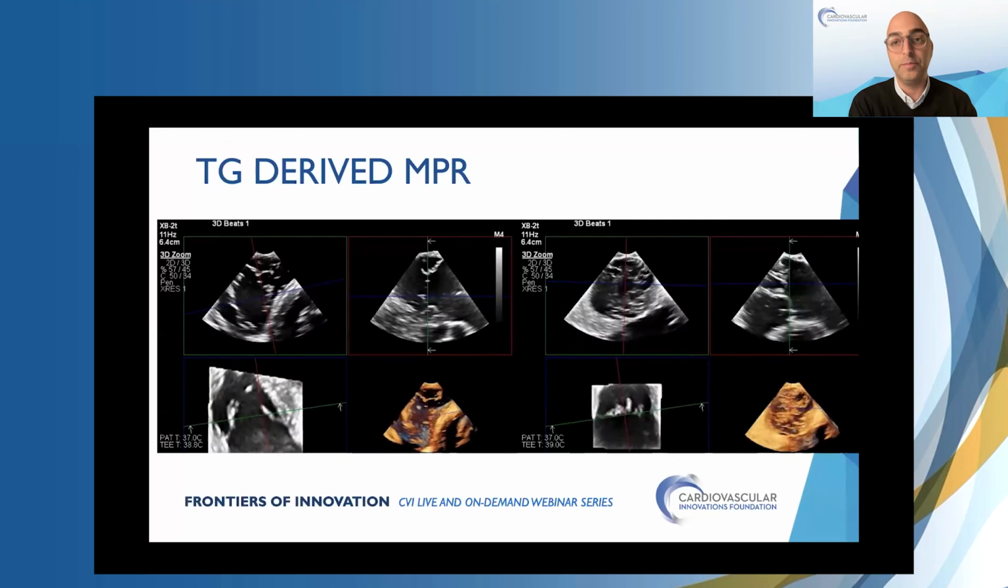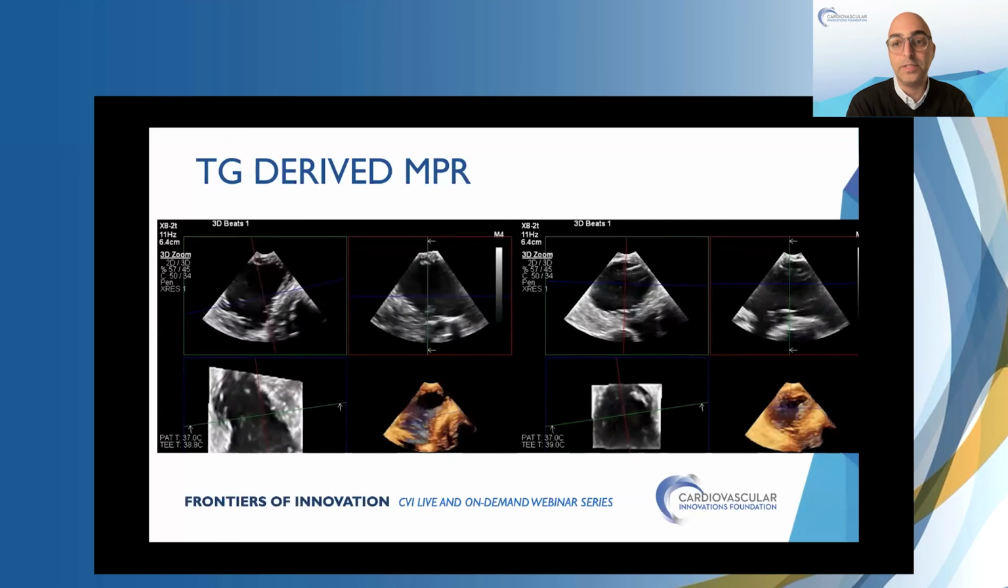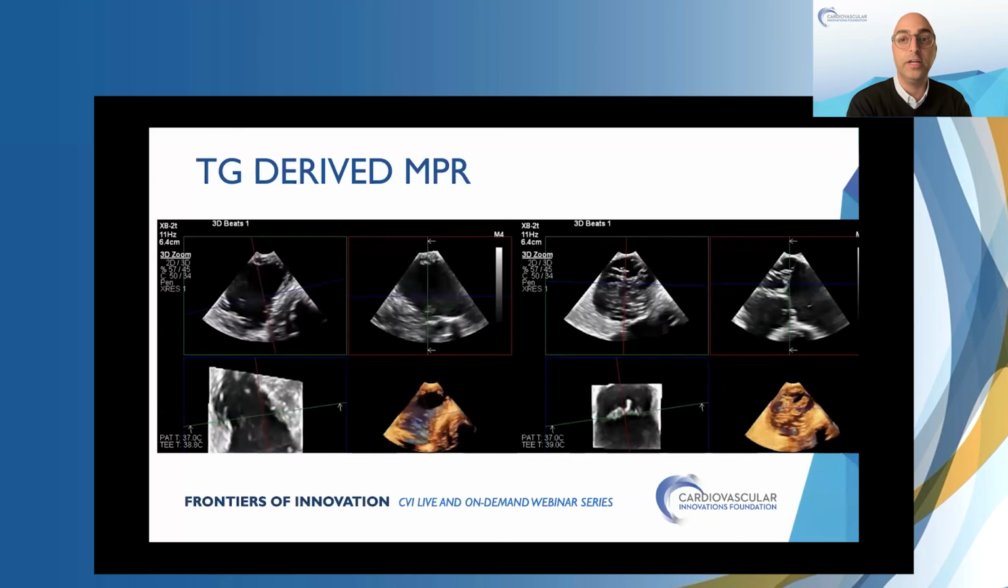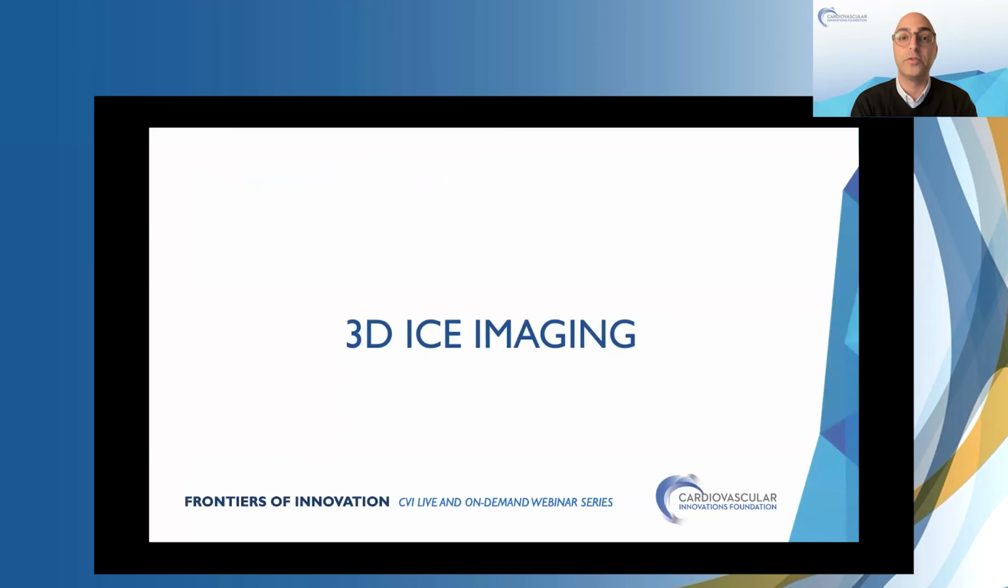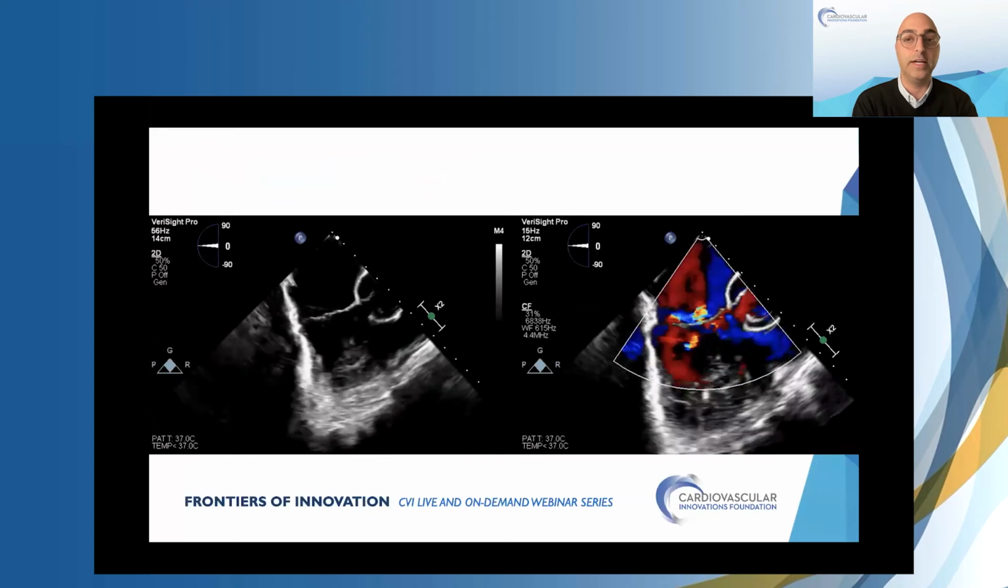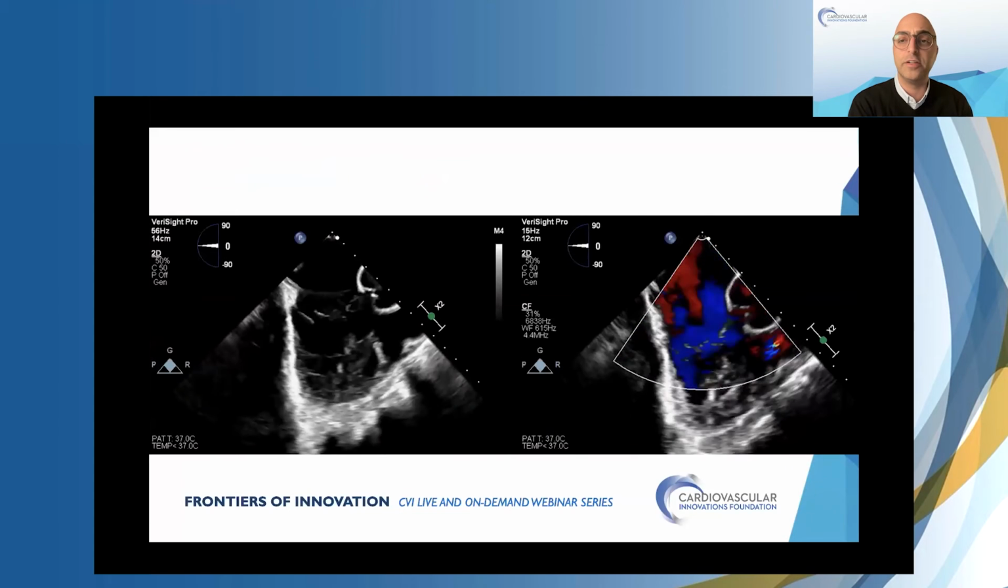We then, in the right clip, move to the central SP position, and we see, okay, we have enough leaflet here. Probably could put an XTW there if it's needed for the second clip. So let's go to 3D ICE imaging. Once we did our planning with TEE, we go to 3D ICE. So we advanced in at 0.